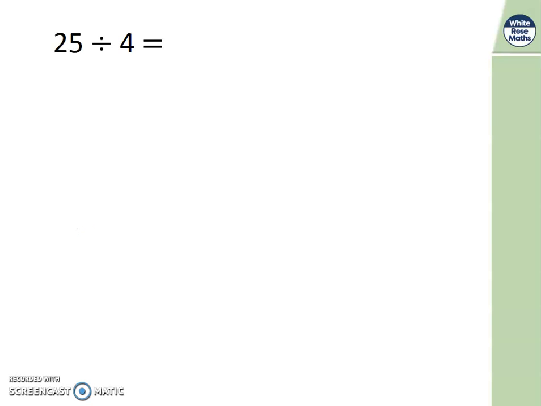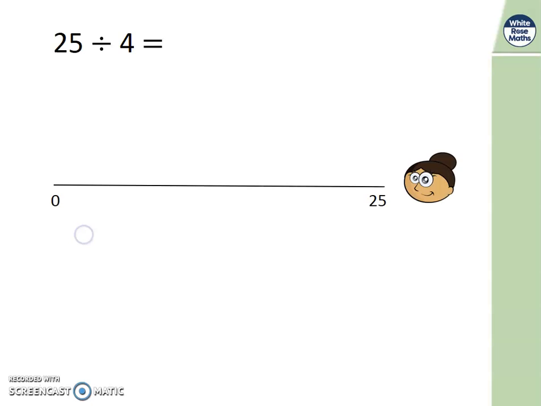Let's try this one, please. I'd like you to pause and have a go at this one. This time you're counting in groups of 4. Try both methods. Try Dora's method from counting up from 0, and try Mo's method counting back from 25, but this time in groups of 4. Welcome back. Let's have a go at those methods.